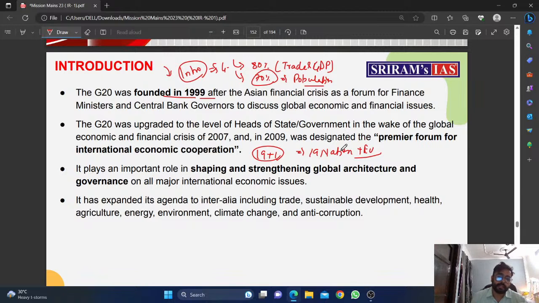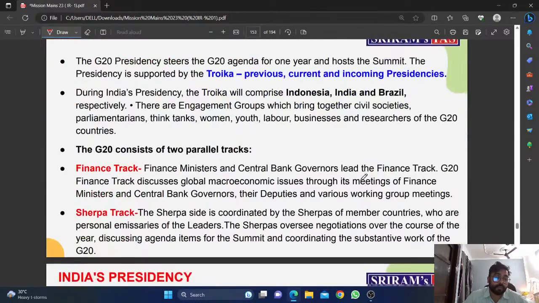Because the importance of the UN and other international organizations like WTO, IMF, WHO is declining these days. Nobody is paying attention to these organizations, so intergovernmental and regional organizations are coming up. Now the G20 has expanded its interconnections in the areas of trade, sustainable development, health, agriculture, energy, environment, climate, and anti-corruption. These are the areas they are working in.